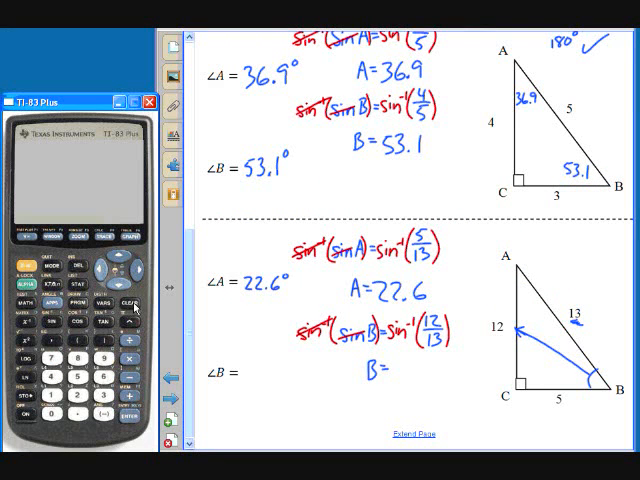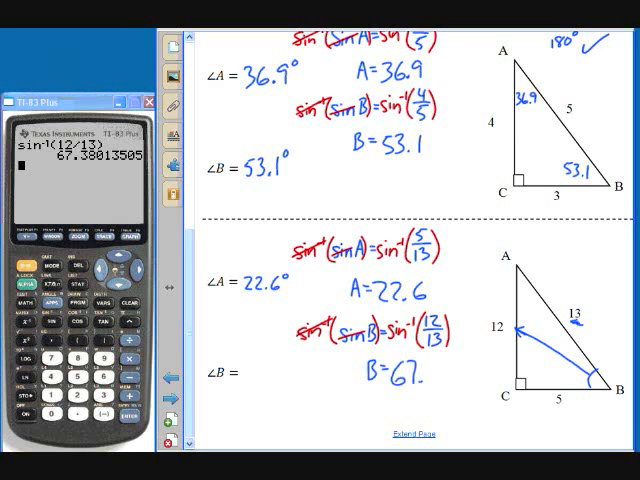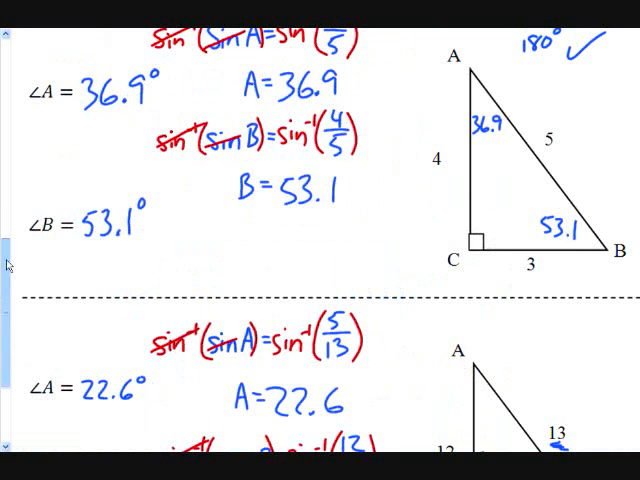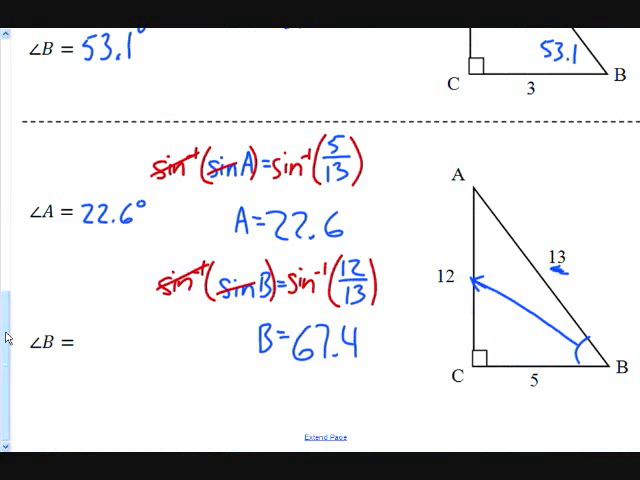So I do inverse sine, which is second, the sine button, 12 divided by 13, and I hit enter, and I get 67.4. And once again, just like before, because I know that the 3 angles inside a triangle have to add up to 180, I can easily check this by adding all of these angles together. And when I do, I find out that my triangle does add up to 180 degrees.